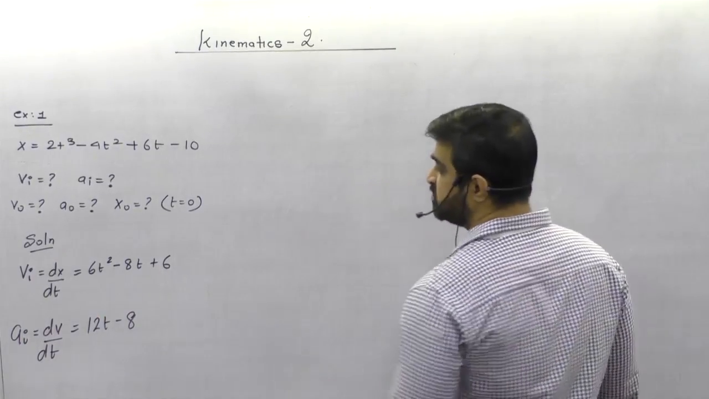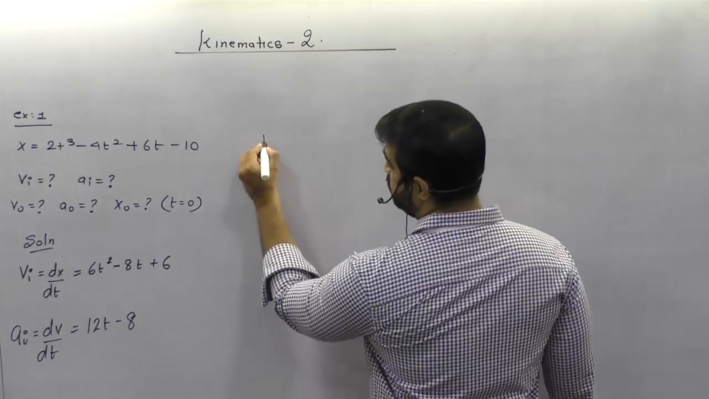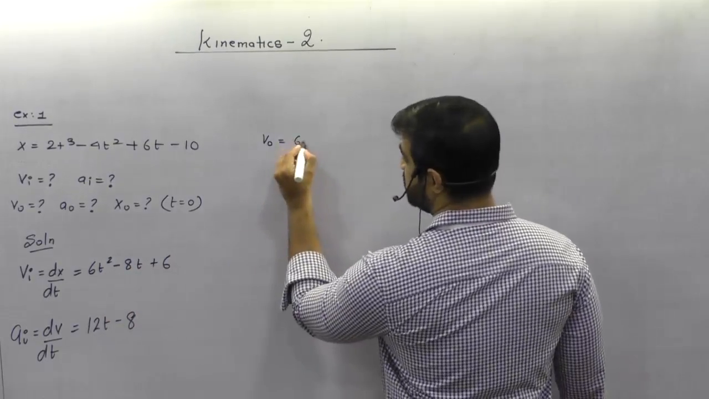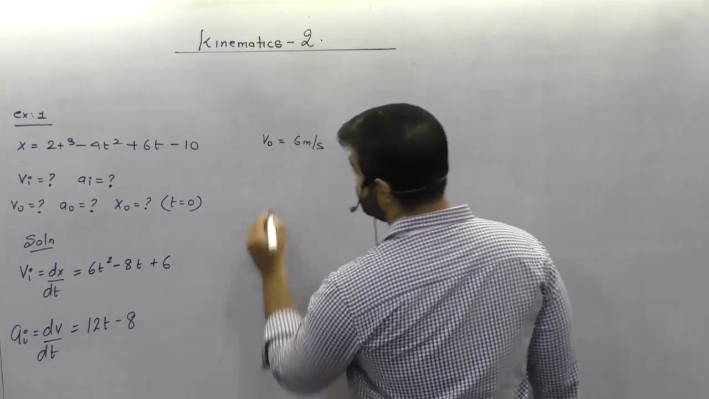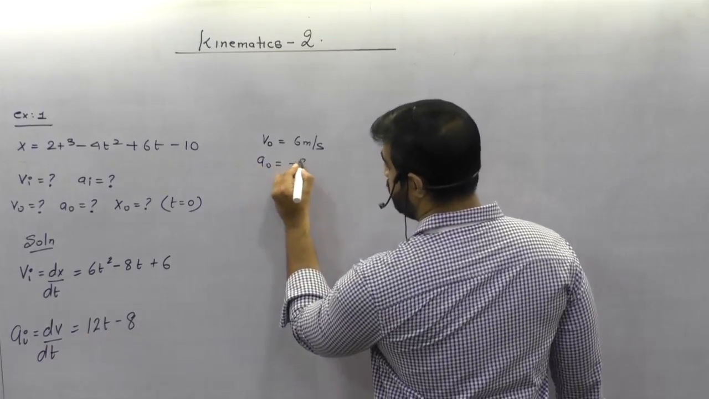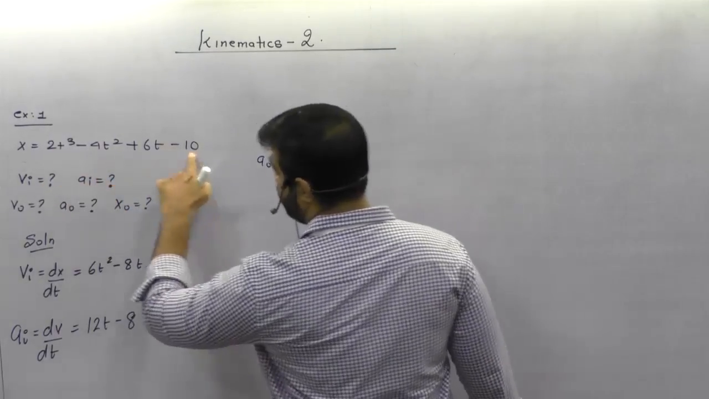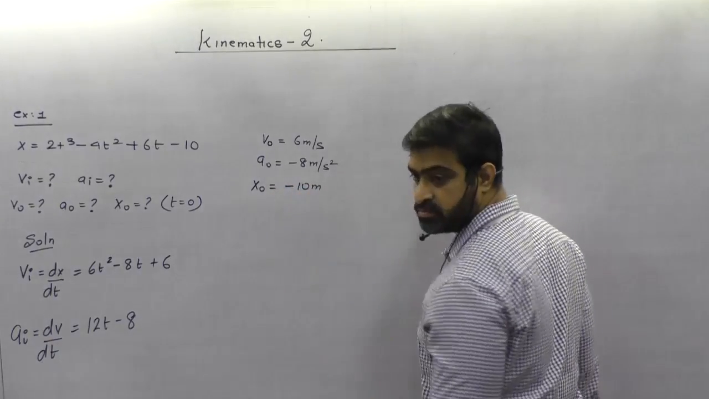Now they have asked you at time 0 also, so we have to find it, and we do nothing special, we just put t equal to 0. So where will v0 come from? Put t equal to 0 in this: 0, 0, 6, so 6 meters per second. Put t equal to 0 in this, what will a0 be? Minus 8 meters per second square. Put t equal to 0 in this, what will x0 be? Minus 10 meters.